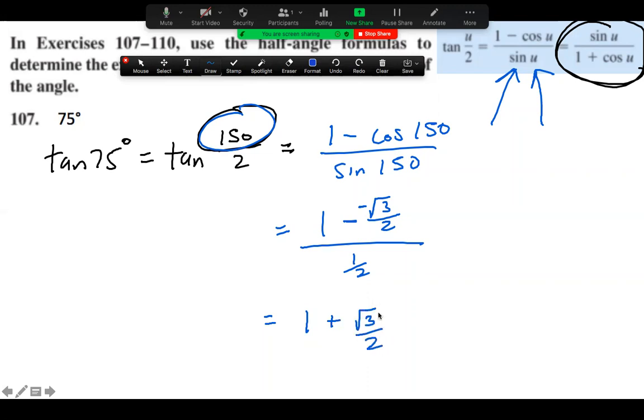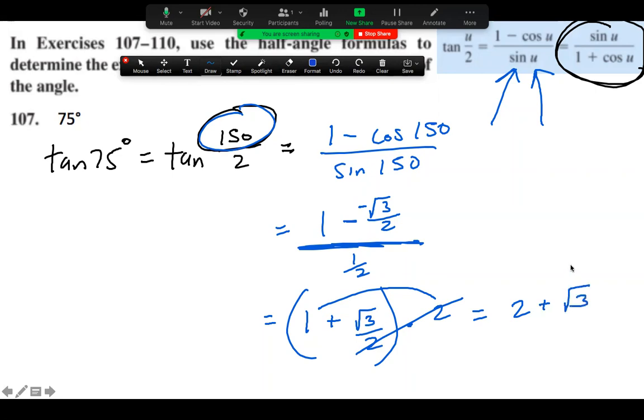And now, instead of dividing by 1/2, we're going to multiply by the reciprocal. The reciprocal of 1/2 is 2. So now I have this numerator times 2. Well, distribute. 2 times 1 is 2. 2 times root 3 over 2, those 2's cancel, so I have my root 3. So there is the same answer, 2 plus root 3, with a lot less work.